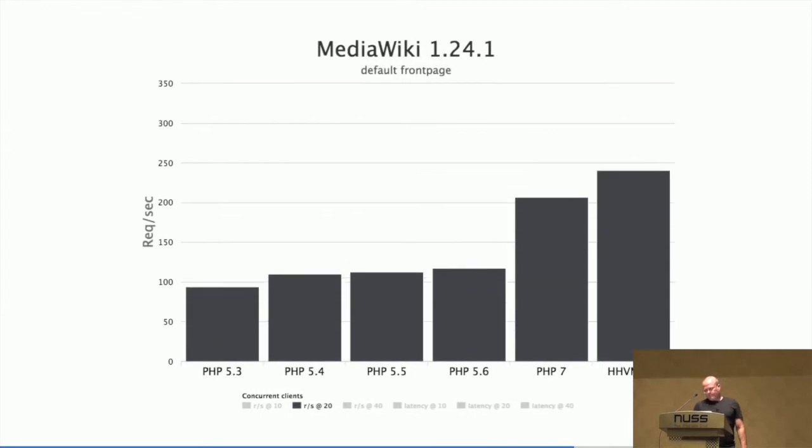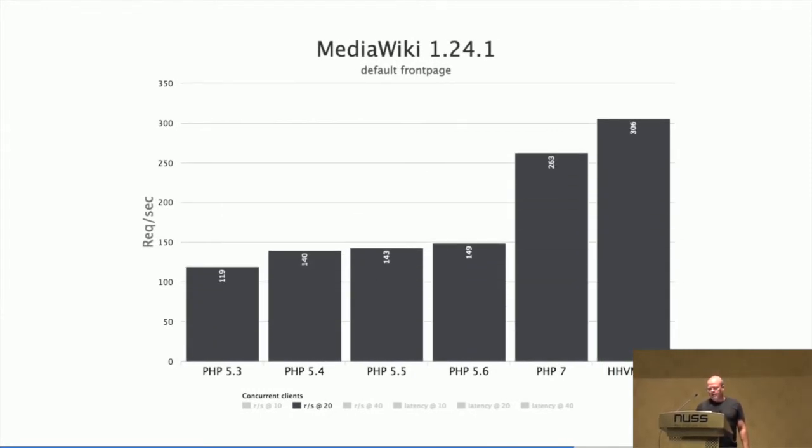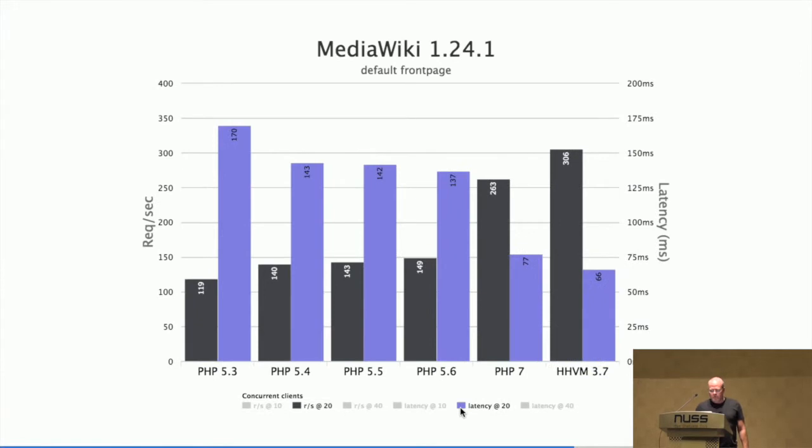MediaWiki. This one, PHP 7, is slightly behind HHVM. HHVM has worked with MediaWiki quite a bit, I think, mostly because of Wikipedia. So here we're slightly behind. I haven't tried an FDO build with MediaWiki. I could. I doubt I would catch them completely. I'd probably close the gap halfway with an FDO build. But even then, you're way better off with PHP 7 than earlier versions of PHP, and your latency drops quite a bit as well. So from PHP 5.6, 137 down to 77 milliseconds for a default MediaWiki install.